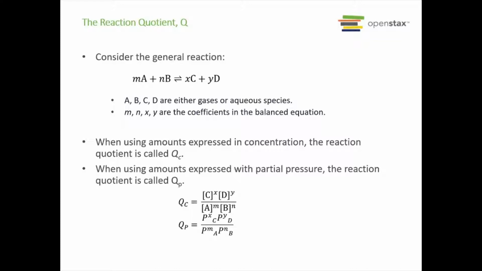So for Qc here, you see the concentration of C raised to its coefficient times the concentration of D to its coefficient, divided by the reactants, A to its coefficient times B to its coefficient. Or if you do it in terms of pressure, you have still products over reactants. The partial pressure of C raised to its coefficient of x times the partial pressure of D to y, over the partial pressure of A to the m times the partial pressure of B to the n. So very similar, just concentration versus pressure.